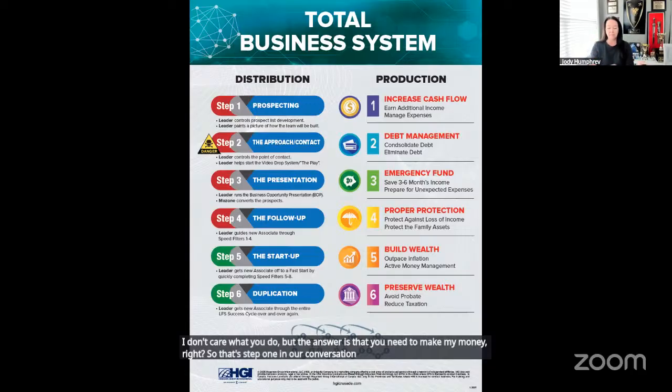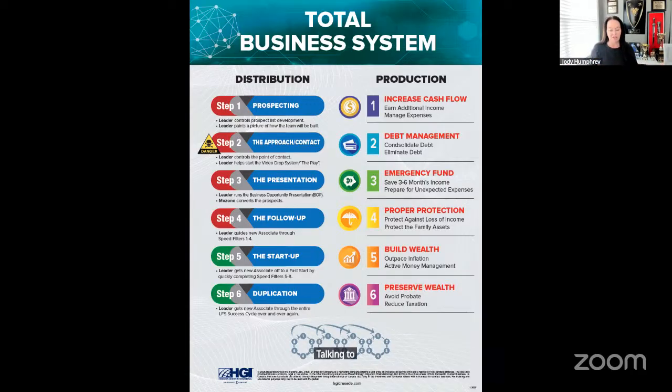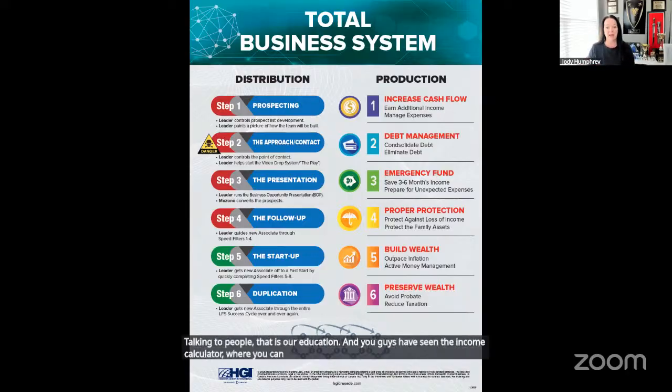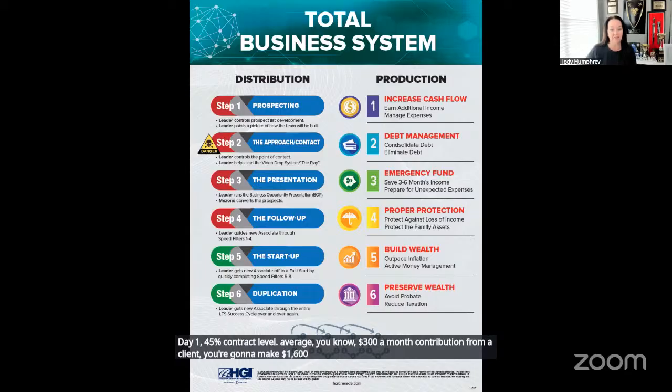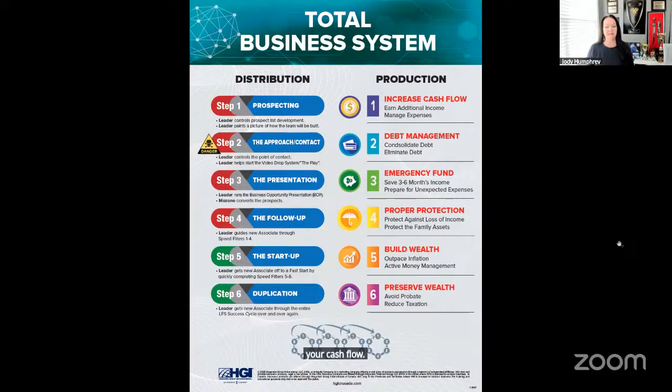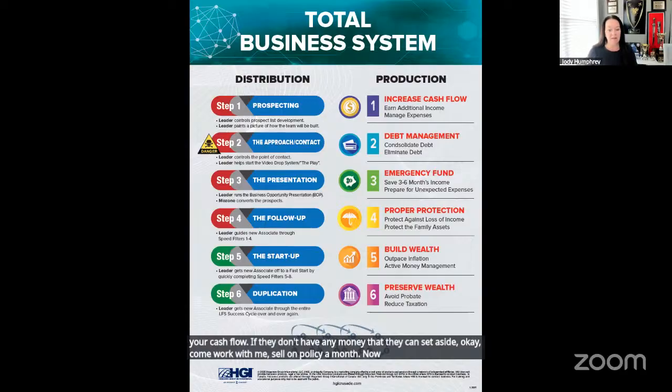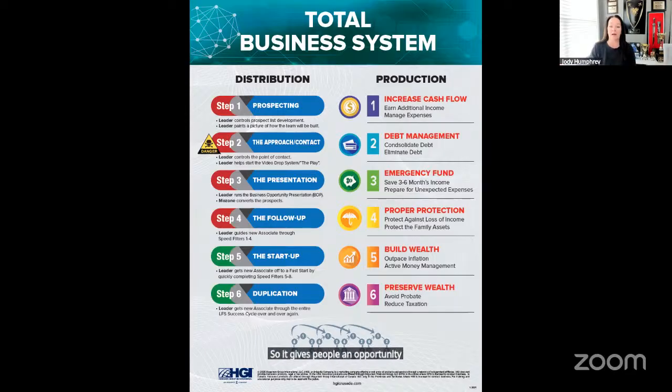And when we're talking to people, that is our education. And you guys have seen the income calculator where you can literally put that in and say, all right, brand new person, day one, 45% contract level, average, $300 a month contribution from a client, you're going to make $1,600. That's pretty significant, right? That is a great way to increase your cash flow. If they don't have any money that they can set aside, okay, come work with me, sell one policy a month. Now we have $1,600 a month that we can play with, right? So it gives people an opportunity where sometimes they don't have one.